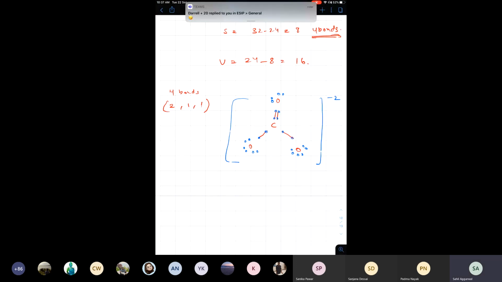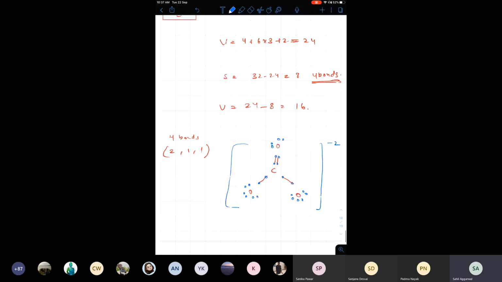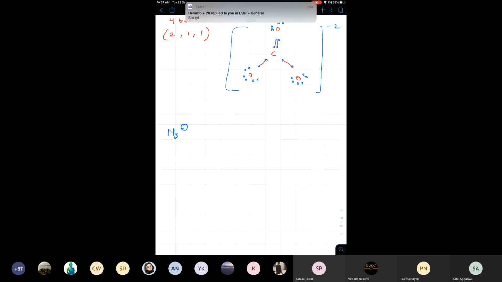Is the screen visible? Yes. N3 minus. T will be. Leave that now, pay attention here. Twenty-four. Sam, what will be T? Sam, how many total electrons are there?